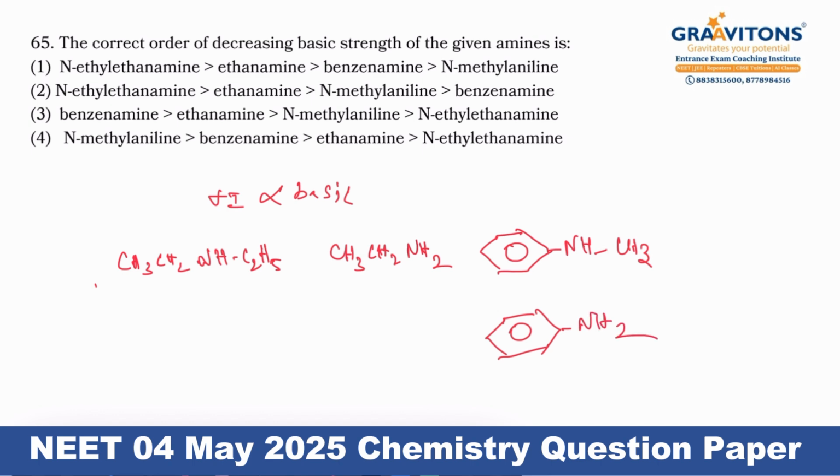So you can find, children, here you have two plus I groups, one here and one here. Here you have one plus I group. Here you have a minus I as well as a plus I group. Here you have a minus I. So it is very clear that N-ethyl ethanamine will have more basic nature than ethanamine, then your N-methyl aniline, and the least will be your benzenamine. So the correct option here would be 65, N-ethyl ethanamine, ethanamine, then comes your N-methyl aniline, the second option.